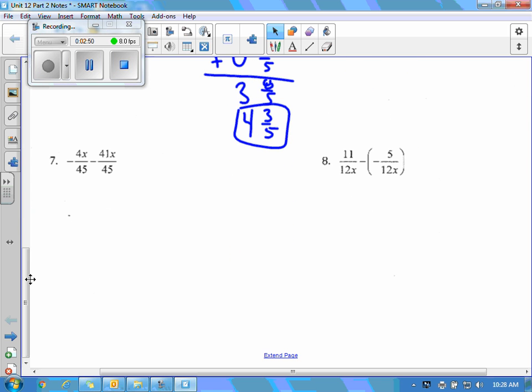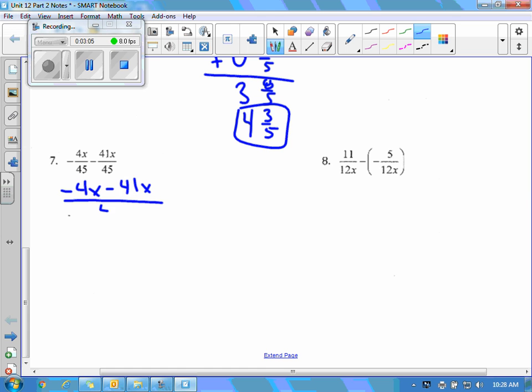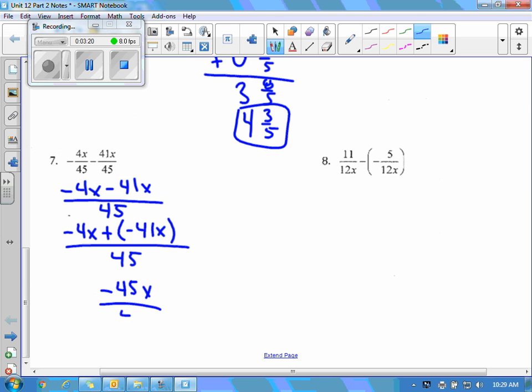On number 7, it's a little bit different because I have some variables, but if you look at it, I still have the same denominator. So what I'm going to do is write negative 4x minus 41x on the top, and I'll just have 45 on the bottom. If you want to, you can rewrite this as plus negative 41x, whatever is easier for you. So negative 4x and negative 41x gives me negative 45x over 45.